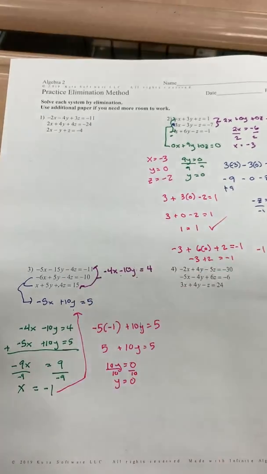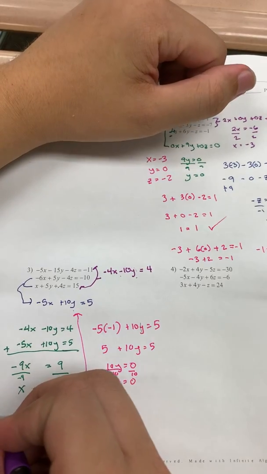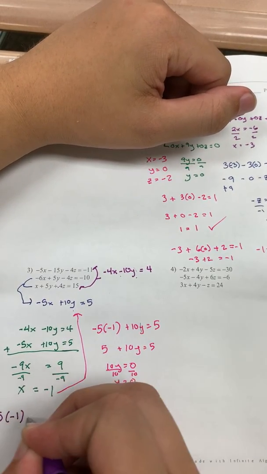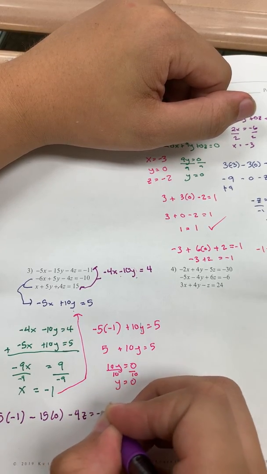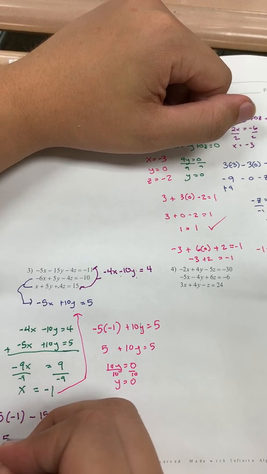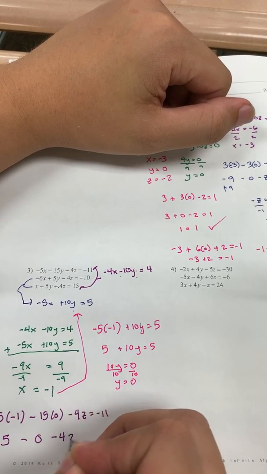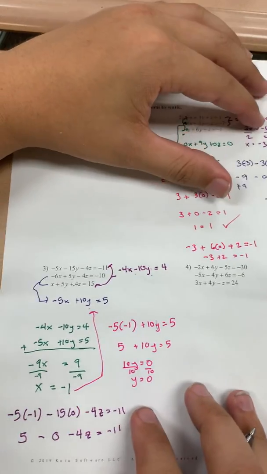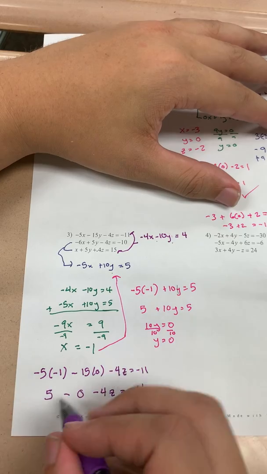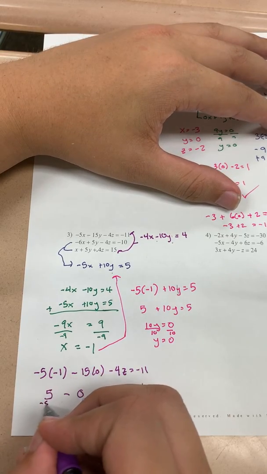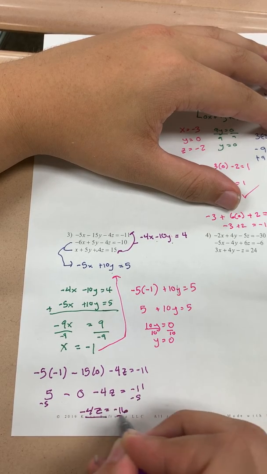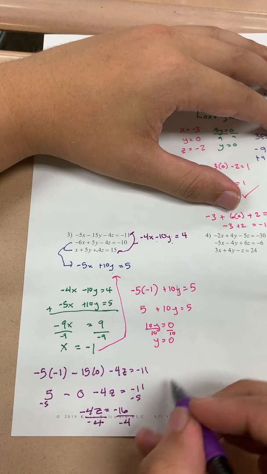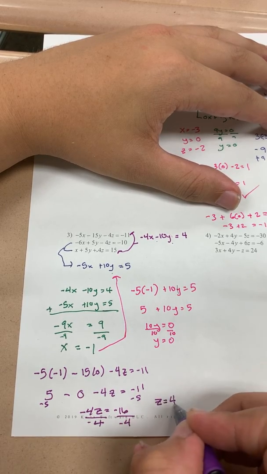The last thing we need to do, though, is solve for z. And we just plug in what we have. So I have negative 5 times negative 1 minus 15 times 0 minus 4z equals negative 11. So I end up with 5 minus 0 minus 4z equals negative 11. And therefore, when I combine terms, I subtract 5 from both sides. I get negative 4z is equal to negative 16. Divide both sides by negative 4, and I end up with z equals 4.